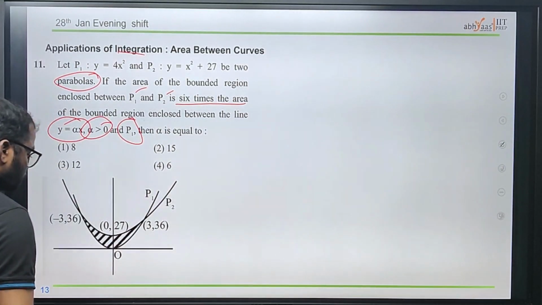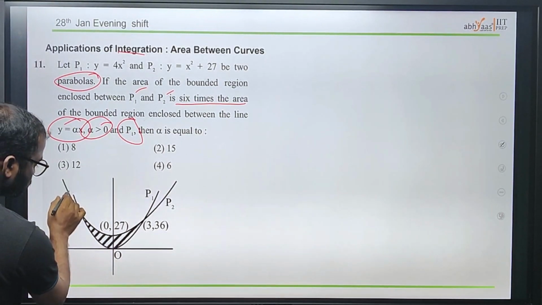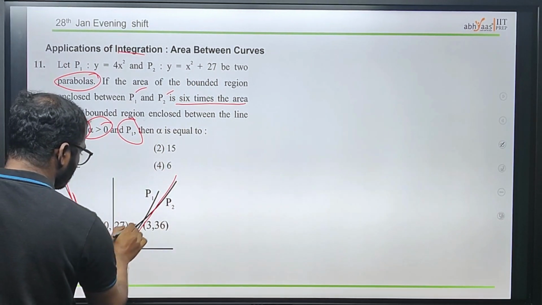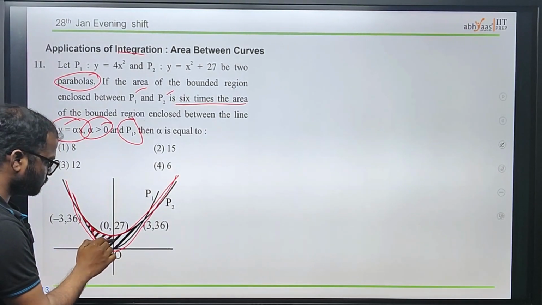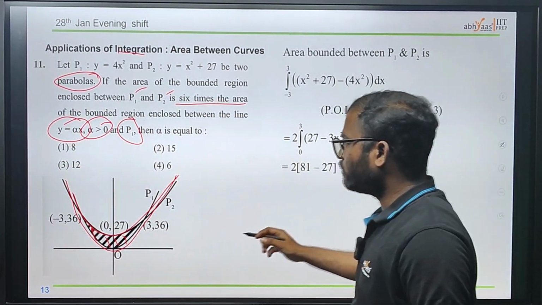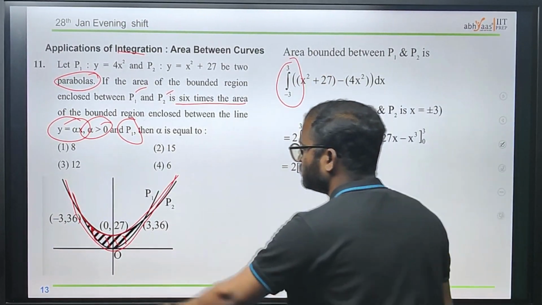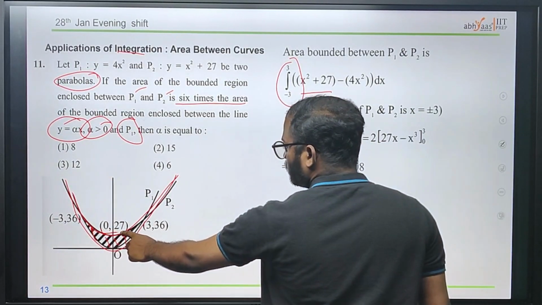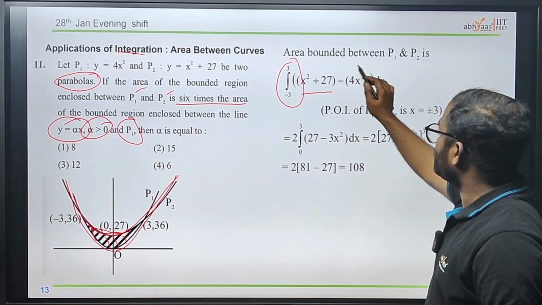Now we have this type of parabola, which is y equal to 4x square, and x square plus 27, this one. With this we can easily find the common region. From here itself we can easily see, from minus 3 to 3, the first region is x square plus 27, and the second region is 4x square.